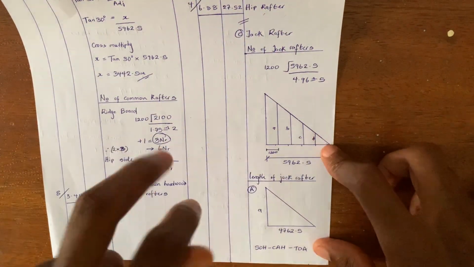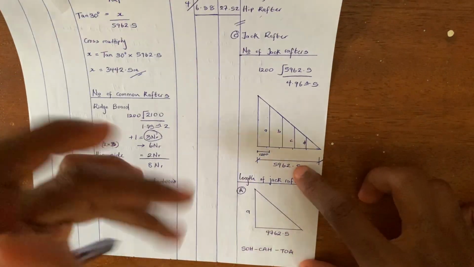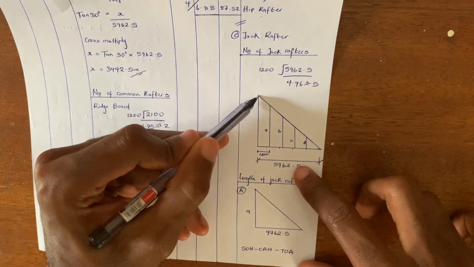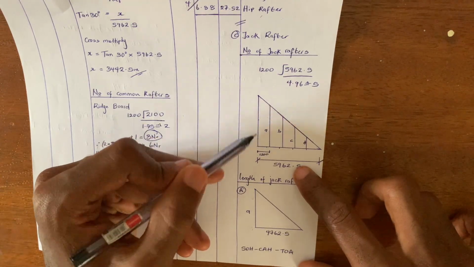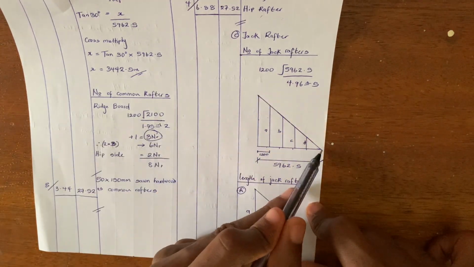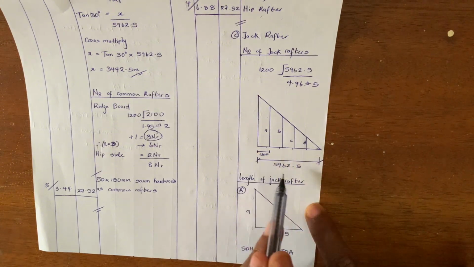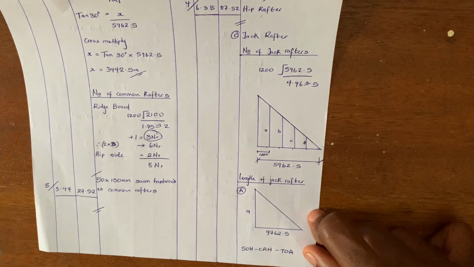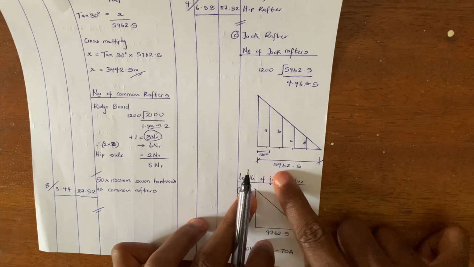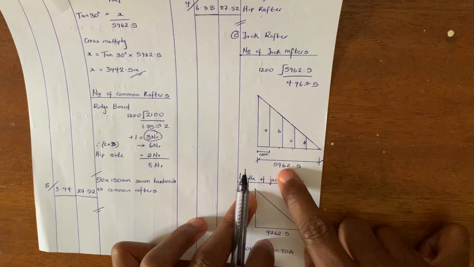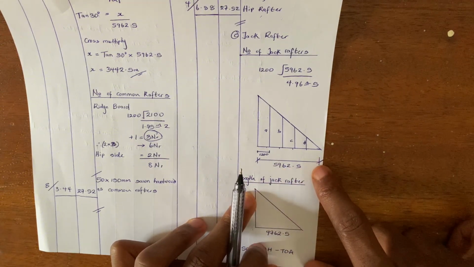So that is what I have done here. I have brought that hip triangle outside. We know that the span from here to here is the length of our common rafter. The span from here to here is the length of our hip rafter, and the span from here to here is half the length of the hip side of the roof. So now we know that this is 5,962.5. That's half the length of the hip side of the roof.